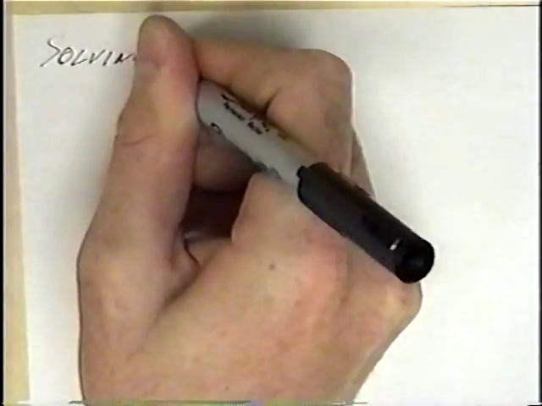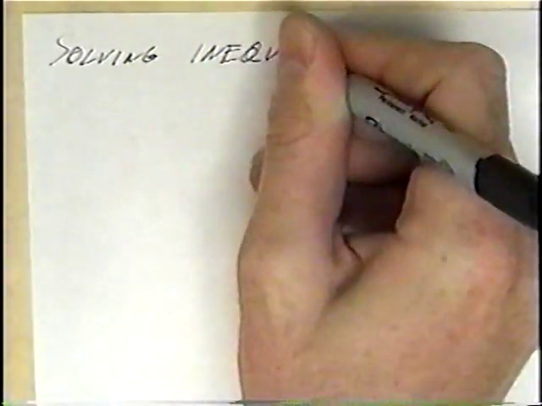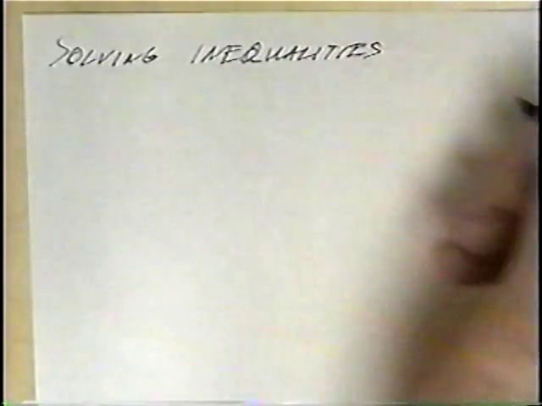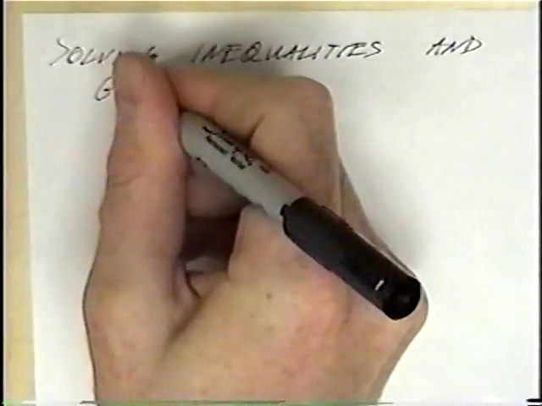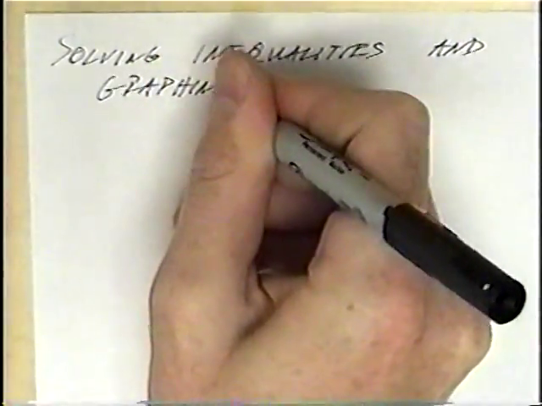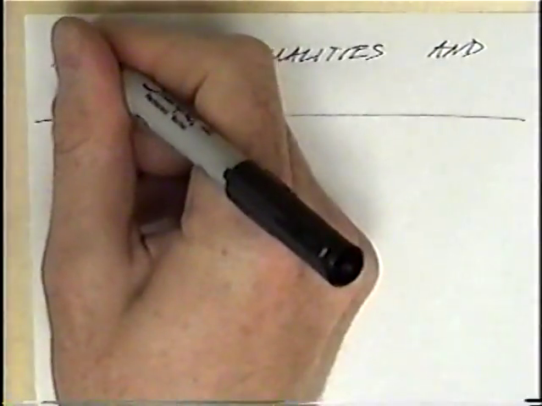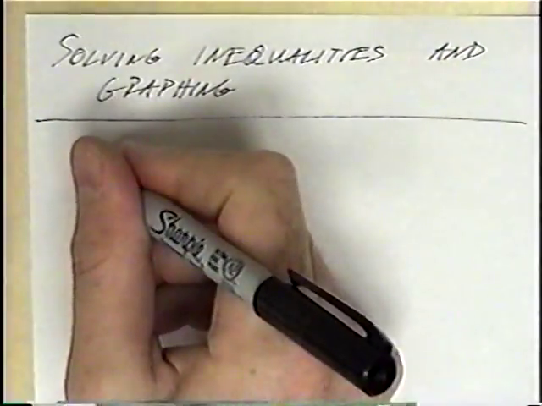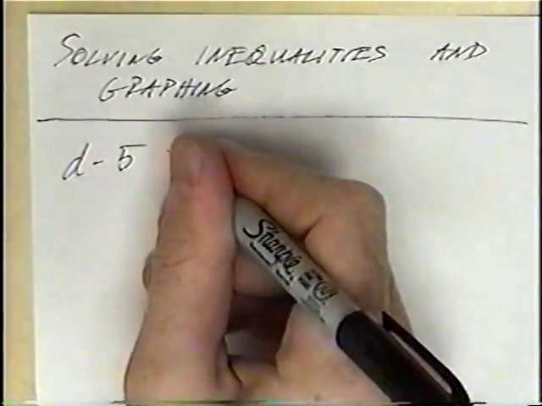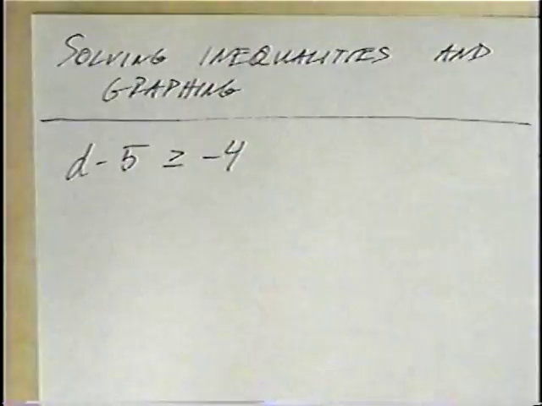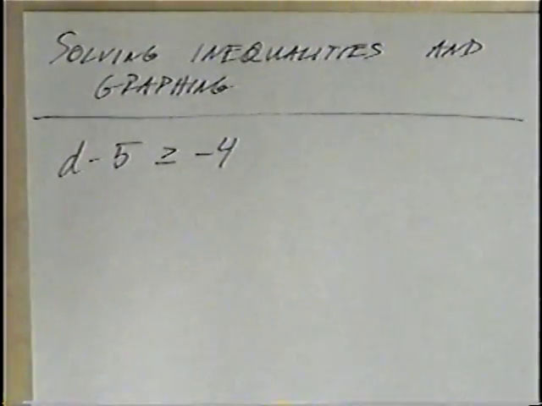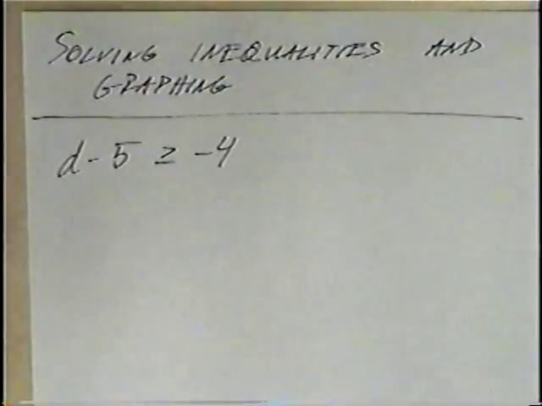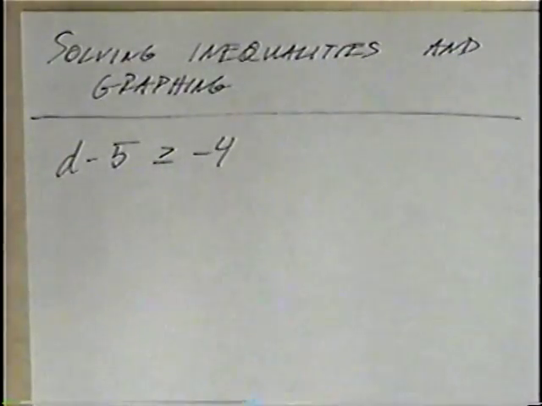Title of the first section today is Solving Inequalities and Graphing. First problem today is d minus 5 is greater than or equal to negative 4. Before we can graph this, we have to solve or get d by itself, and then we can graph like we did in the previous section.